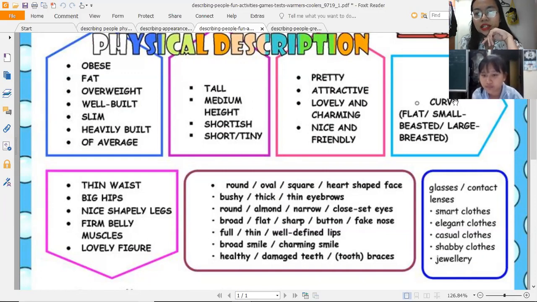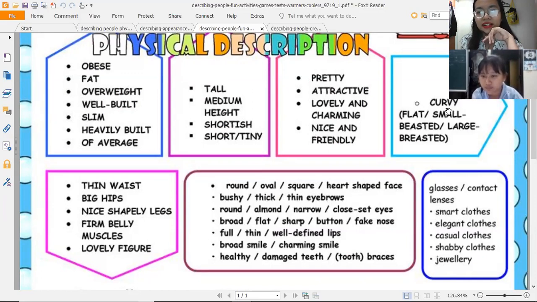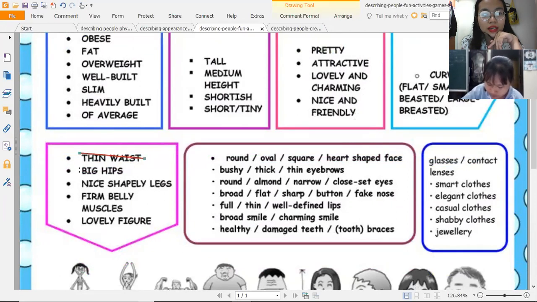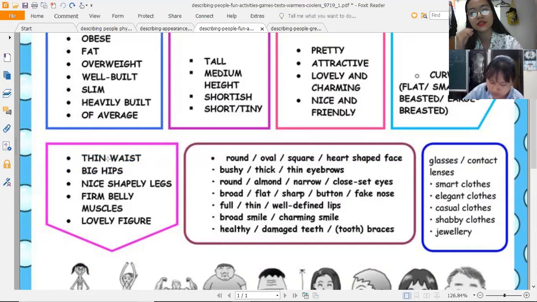Okay, then next one, curvy. Okay, curvy. This one only describes the woman, not the man. Okay, this one describes the attractive description of the woman. Rồi, chỉ diễn tả cho phụ nữ đúng không? Đường cong. Okay. And next one. Okay. Ignore this one. Ignore this one. Okay. No. I think you need to know.